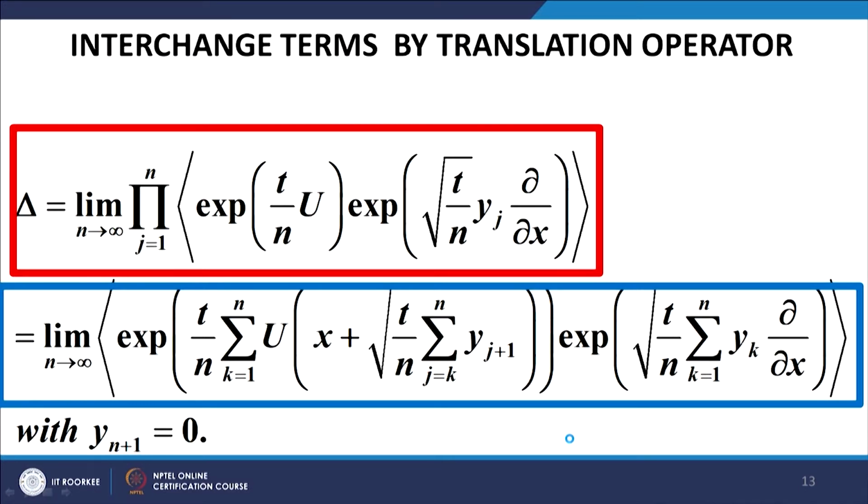It enables us to shift the u terms and the del by del x terms inter se, and as a result we can now end up with a situation where all the del by del x terms exist to the right and all the u terms exist to the left, and we write it in the form which is given in the blue box at the bottom of your slide.